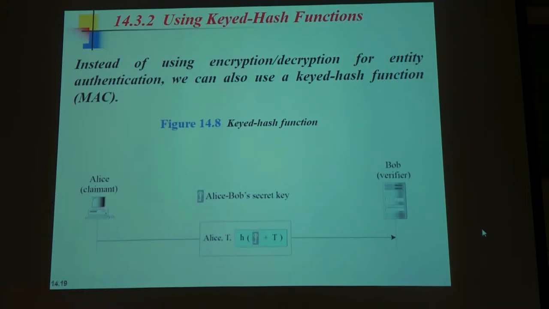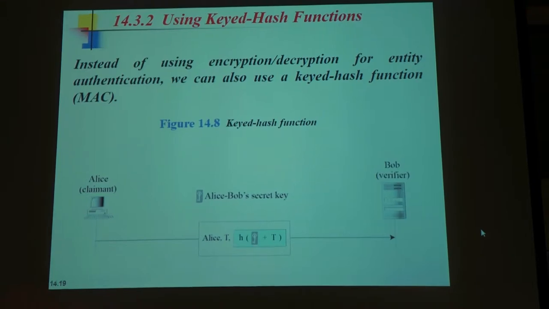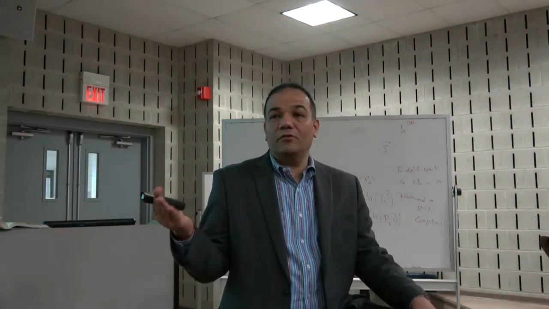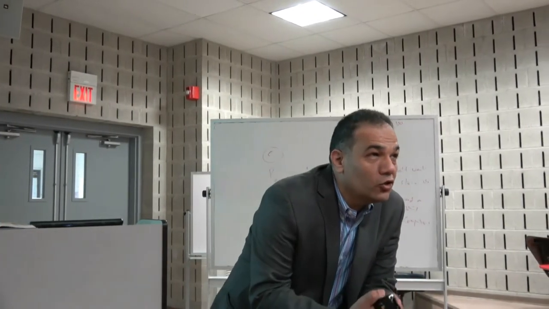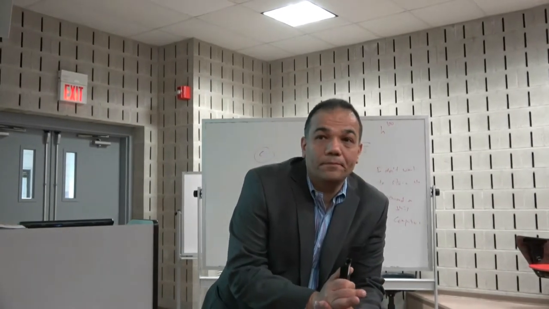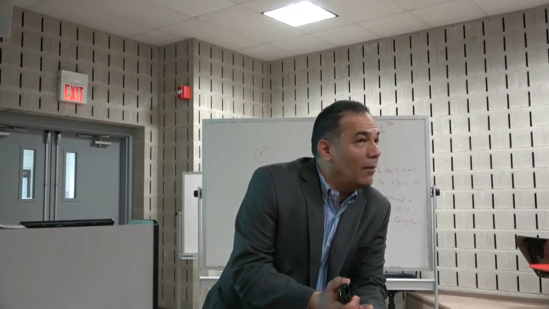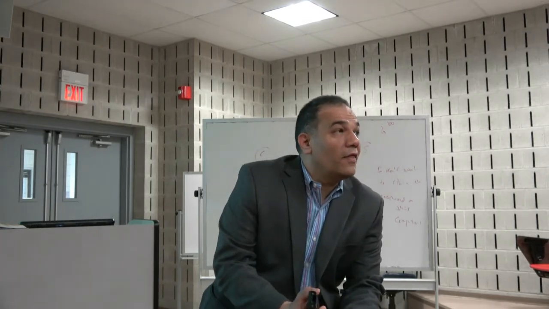Okay, you could use a keyed hash function. So instead of using encryption and decryption for entity authentication, we also could use a keyed hash function, MAC. You know what a hash function is, right? Give me an example of a hash function. RSA? RSA is a hash function? How about SHA-1? SHA-256? Okay, how about MD5? Yes. Okay, these are hash functions.